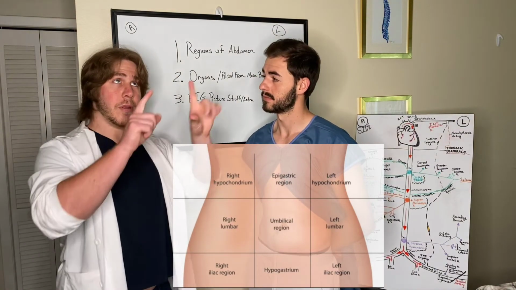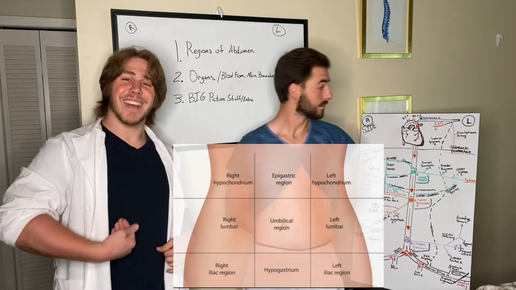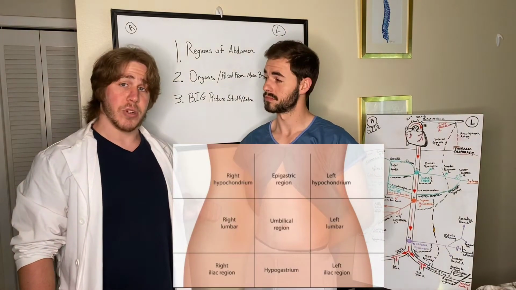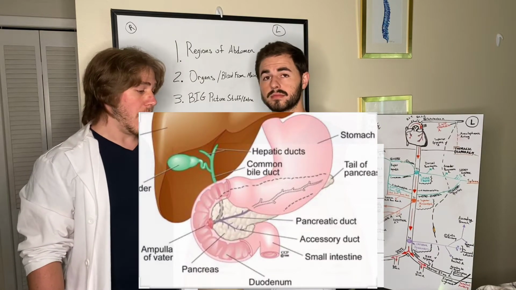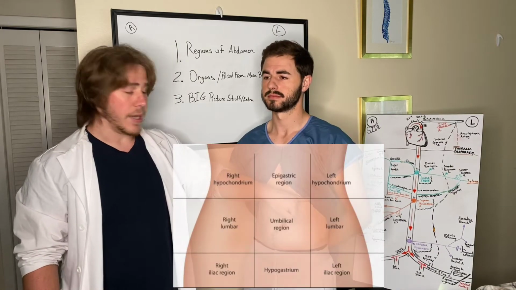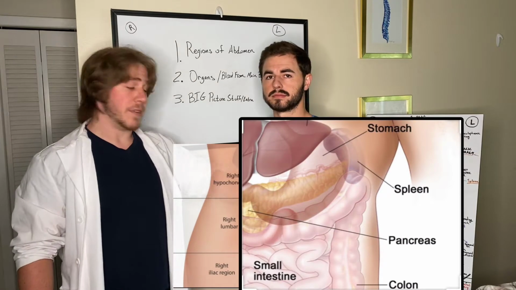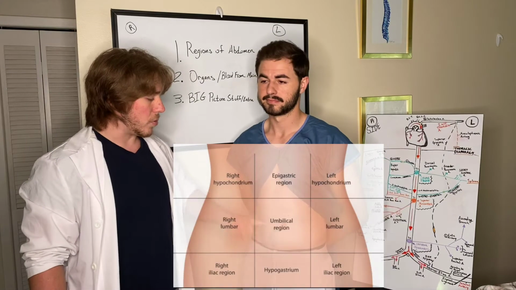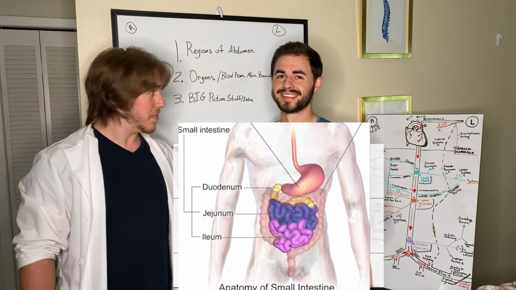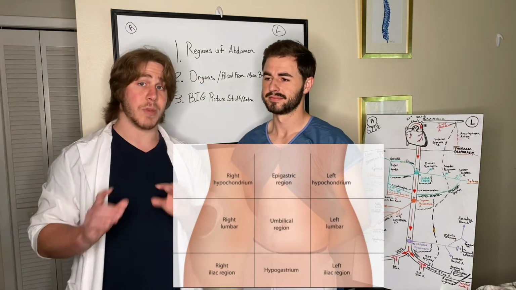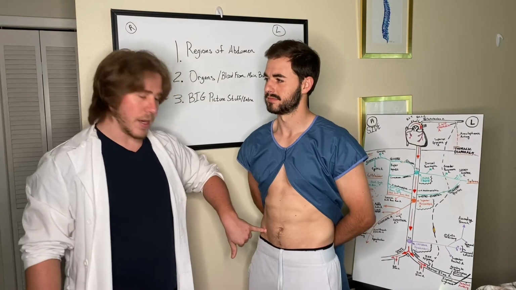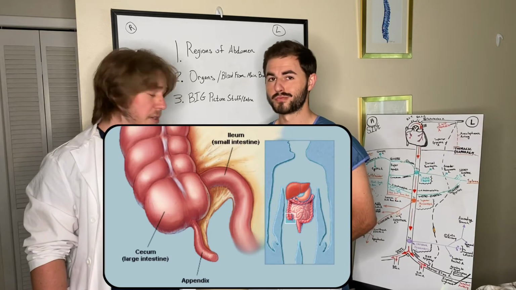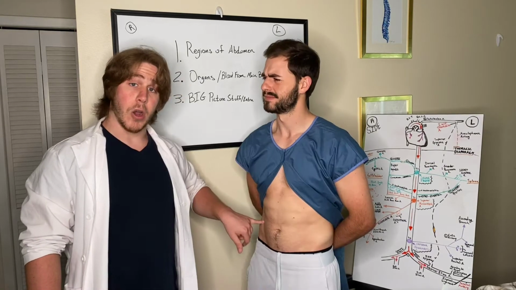Starting in the top right hypochondriac region, we have the liver and the gallbladder. The epigastric region has the stomach, the duodenum, and part of the pancreas. The left hypochondriac region has the spleen. The lumbars have the kidneys. The umbilical region houses your small intestines. Your inguinal regions are very specific and very important. The right inguinal region is where your appendix, your ileocecal valve, and your cecum are.